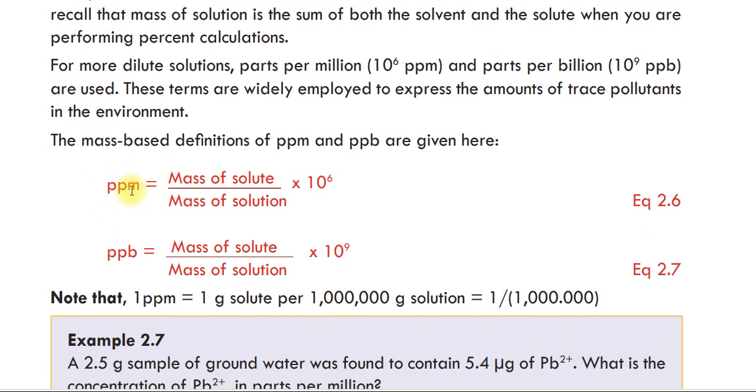The mass-based definition of ppm or part per million and part per billion are given here. Look, part per million means mass of the solute over mass of the solution times 10 the power of 6, whereas part per billion is equal to mass of the solute over mass of the solution times 10 the power of 9.